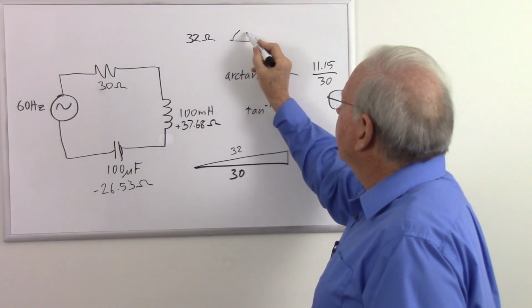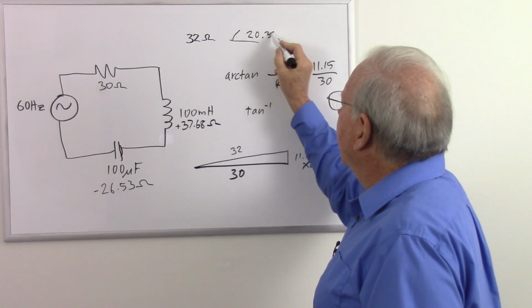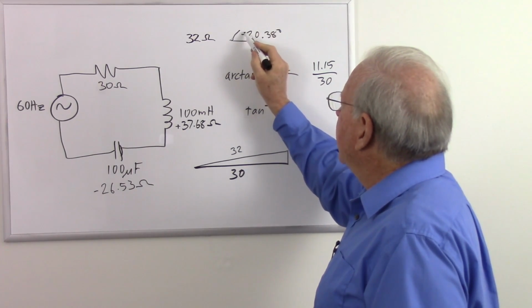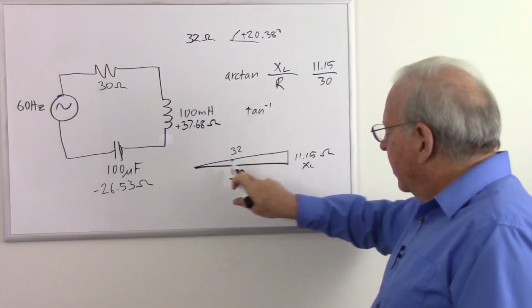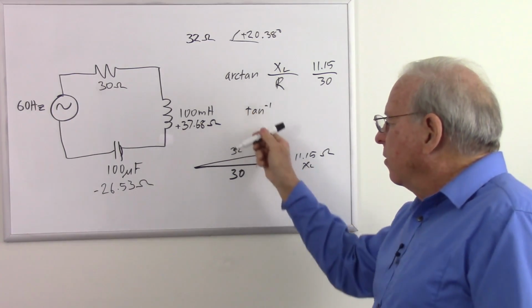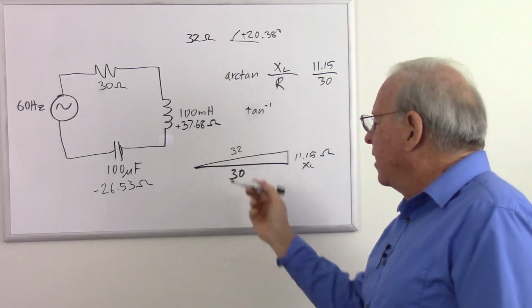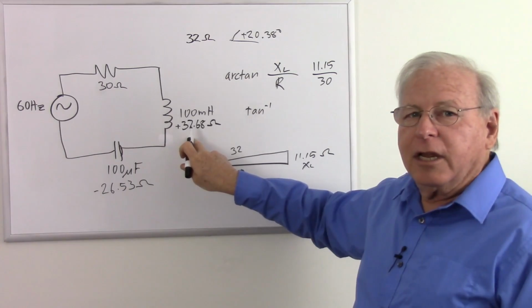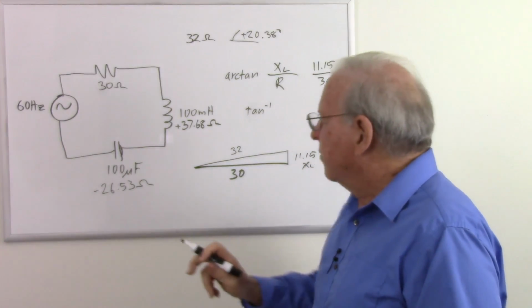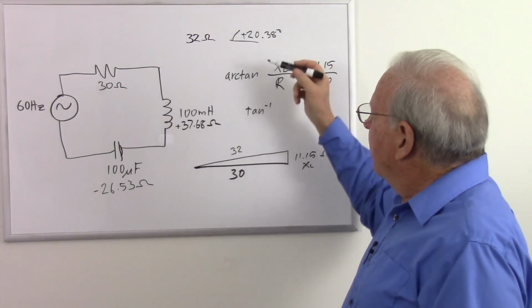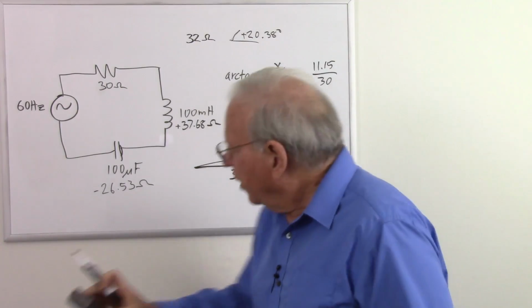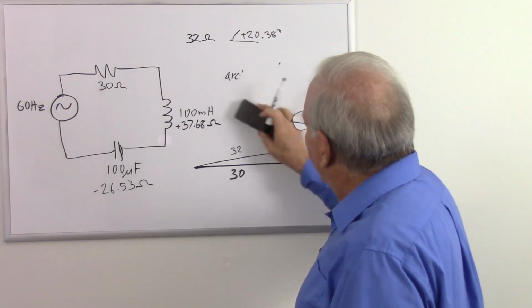So it's going to be 20.38 degrees, and it's going to be positive because, by convention, if our angle goes this way, it's positive. If it goes that way, it's negative, because of our inductive reactance being positive and our capacitive reactance being negative. So there is the total result. Erase our clutter here.